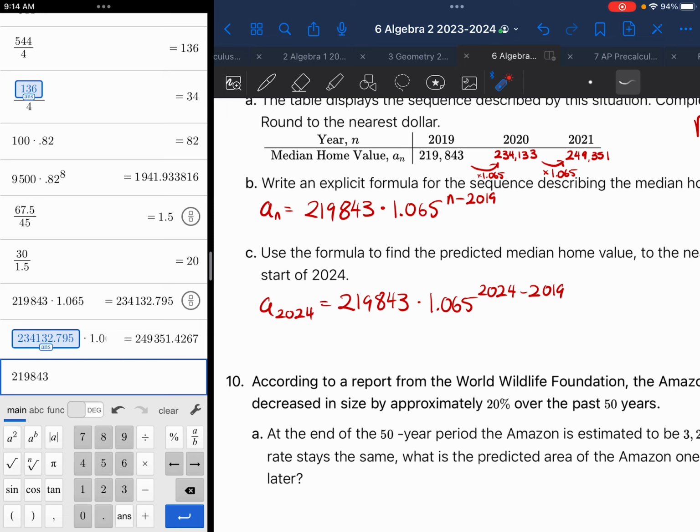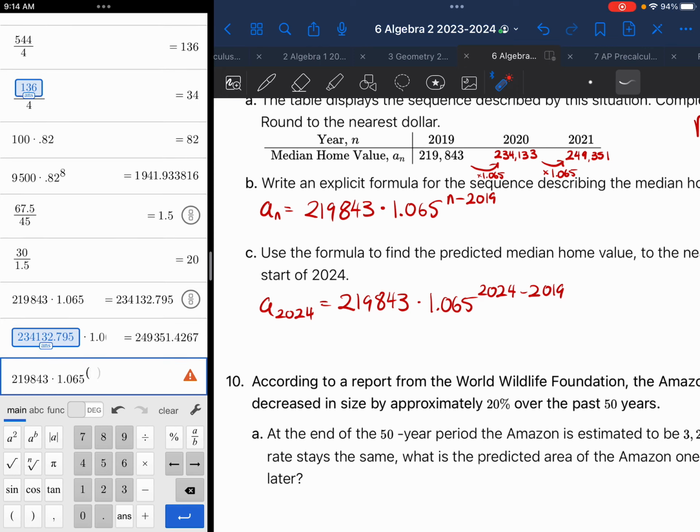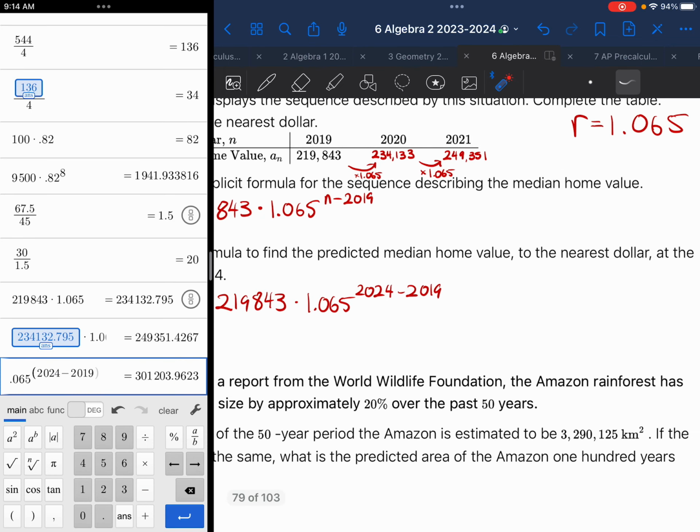219,843. This is going to be multiplied by 1.065 to the power of, and then I'm going to have some stuff up here, which means I need some parentheses, so I stay in the exponent, otherwise it'll jump me down to the base. So I'm going to say 2024 minus 2019. And we get this value that I will write down over here.